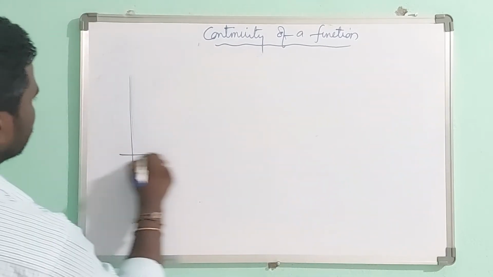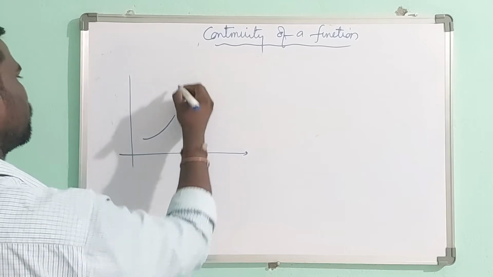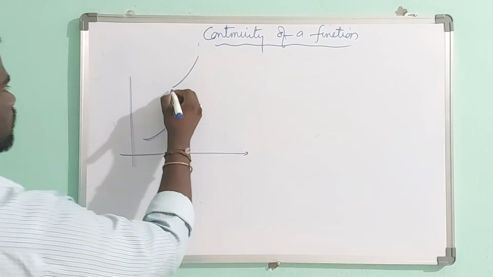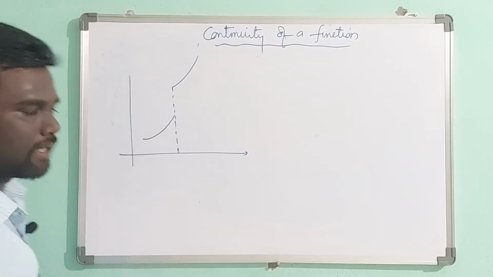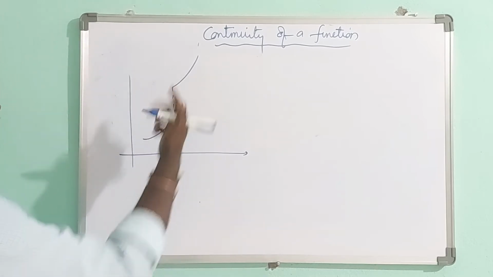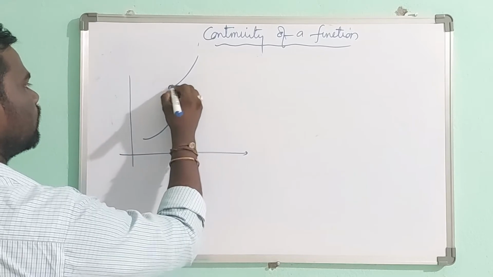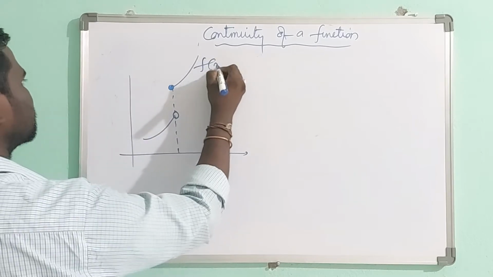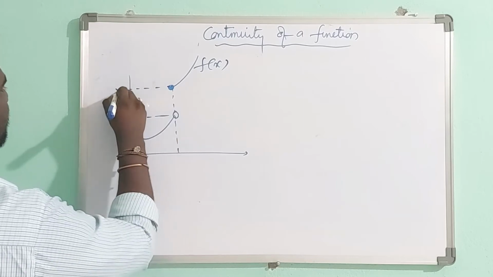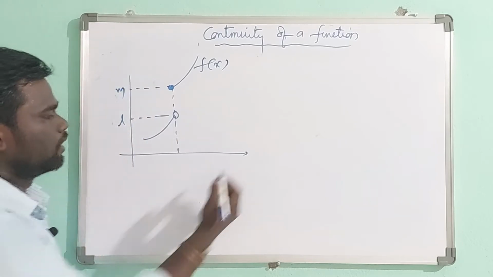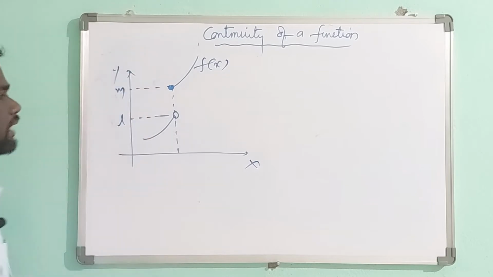Coming to the third case. For suppose, the previous graphs were in the case of a whole curve, and this is in the case of a broken f of x. Here this is having a value that is L, and here this is M. Now check the continuity.